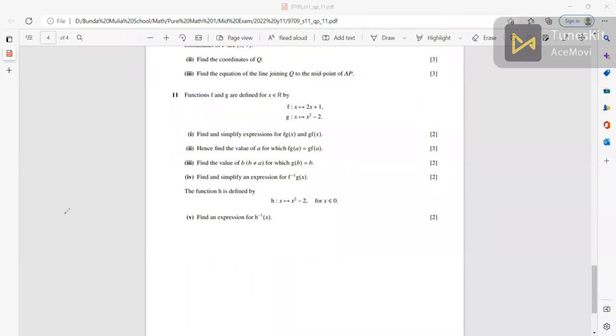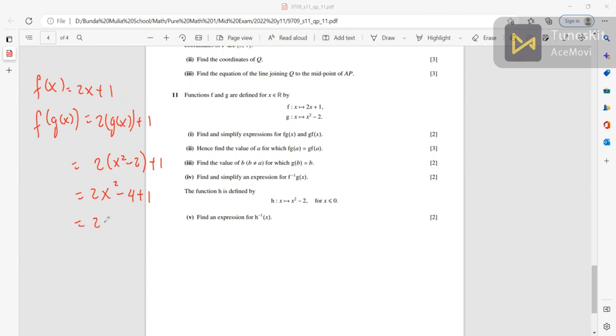For number 11, we have the function f(x) and g(x). Find and simplify the expression fg(x). So if f(x) equals 2x plus 1, we change the x to become g(x): 2 times g(x) plus 1. So g(x), we change it to become x squared minus 2. So 2 times (x squared minus 2) plus 1, or we can simplify to become 2x squared minus 4 plus 1, which equals 2x squared minus 3.